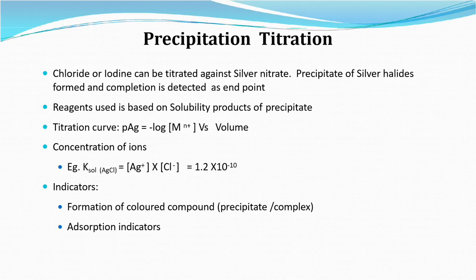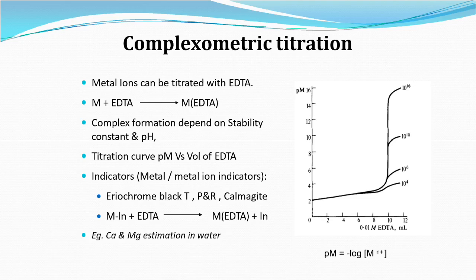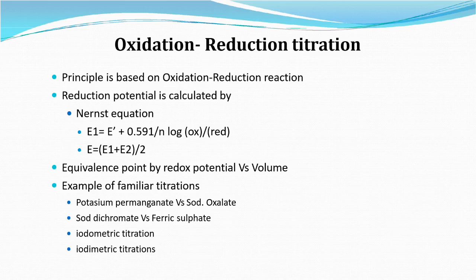And then the other one is precipitation titration. Here in this case, the endpoint can be detected by the formation of a precipitate, and so on. I'll not go into detail. This is the titration curve for the precipitation titration. And another one is complexometric titration. This titration is important for water chemistry. Calcium and magnesium estimation in water is the most common one, for the hardness of water. And this is redox titration, which is very common in many titrations.